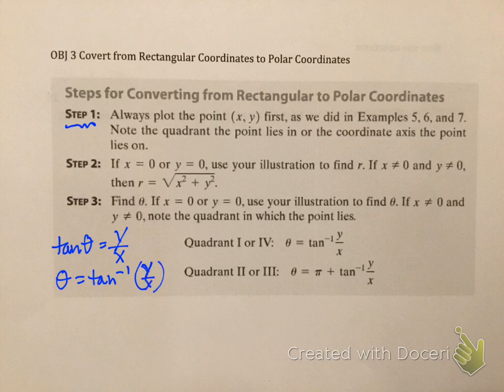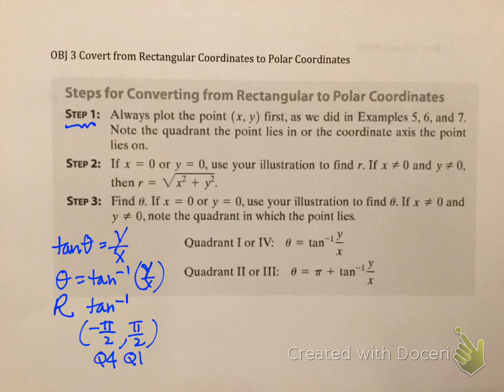But we have to be very careful because the range of inverse tangent is negative pi over 2 to pi over 2. So when you use the inverse functions, you only get 2 quadrants out of that, because this is quadrant 4 and quadrant 1. Well, what do we do if we are in quadrant 2 or 3? Inverse tangent does not work with that.